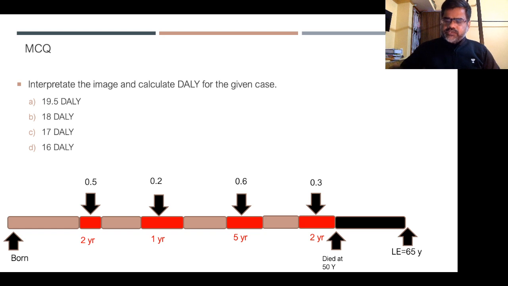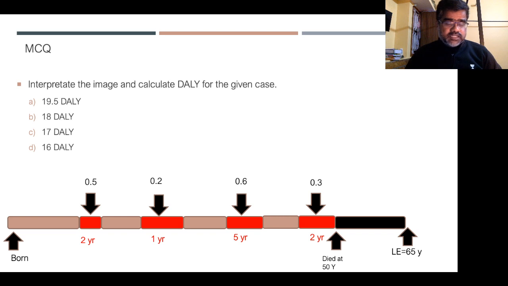Students, can you see the first question? The first question is, interpret the image and calculate DALY for the given case. Okay, so you have been given an image and you have to calculate DALY for the given case. Can you answer this question?